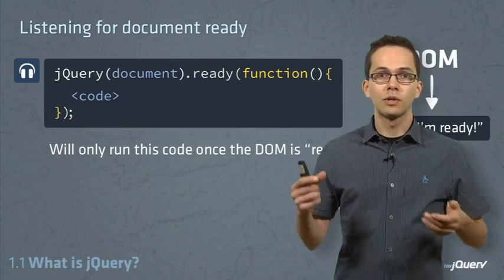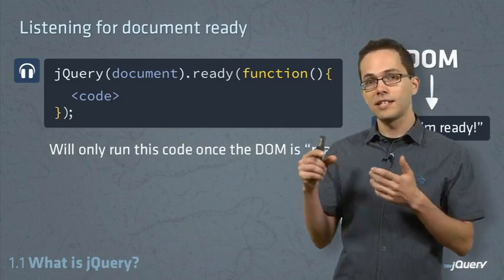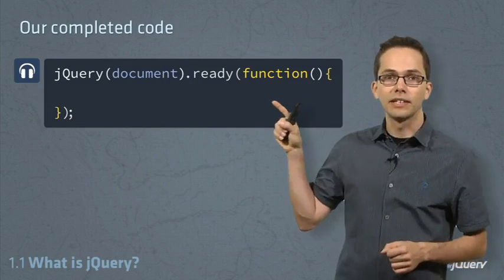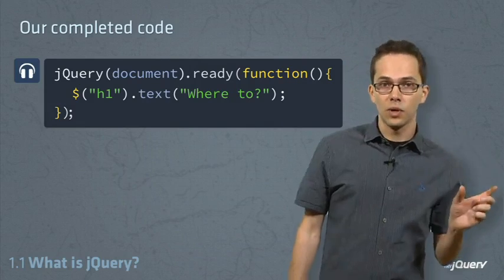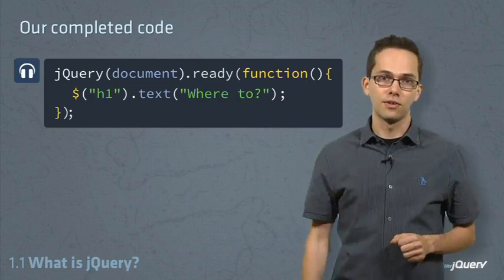So our completed code, where we're fetching the h1 and then changing the text element, is going to look something like this. We're waiting until the document is ready, and then we're fetching the h1 and then changing the text node.